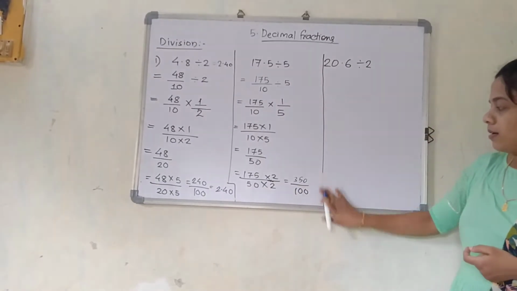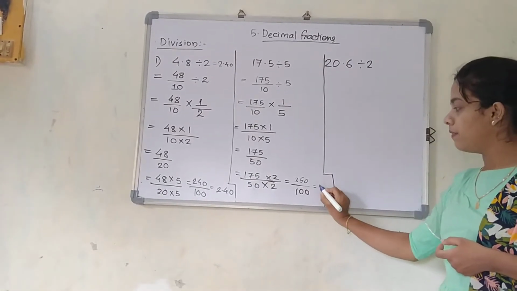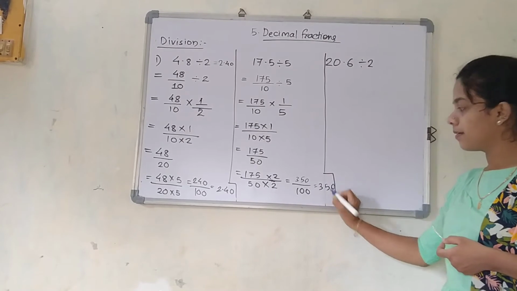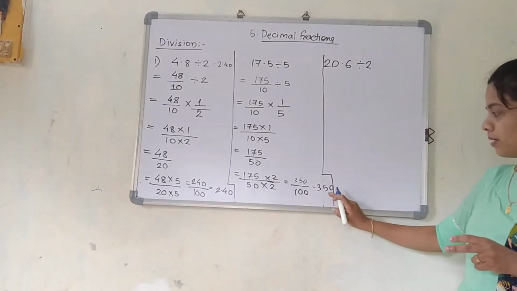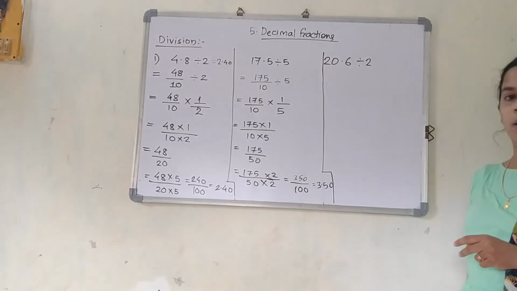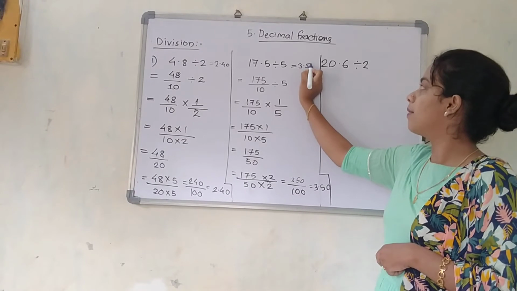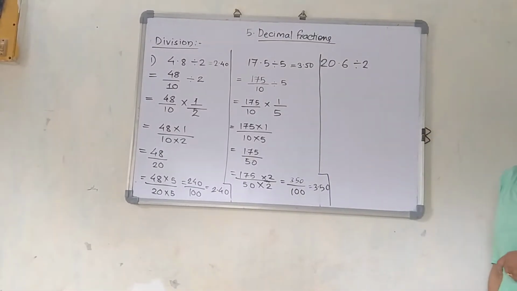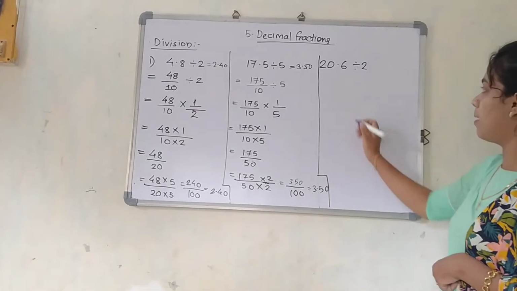Now I have got the answer over here, that is 350 upon 100. So 350 I am going to write as it is. Two zeros are here, so I will leave 2 decimal places, that is 1, 2, and I am going to write the point here. So my answer is 3.50. Is this clear? Okay. So we will focus on the next question, that is 20.6 divided by 2.